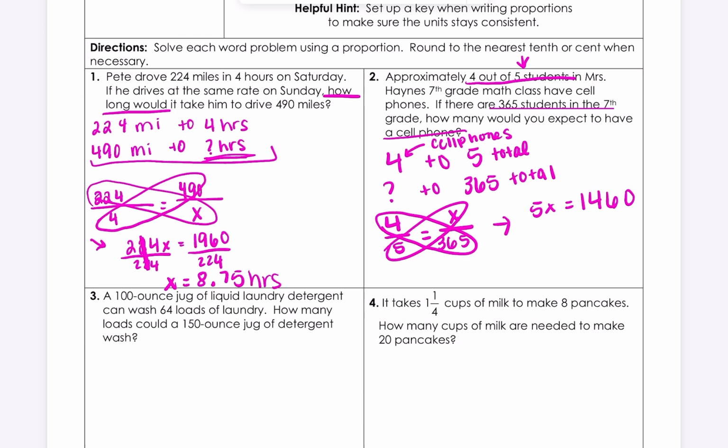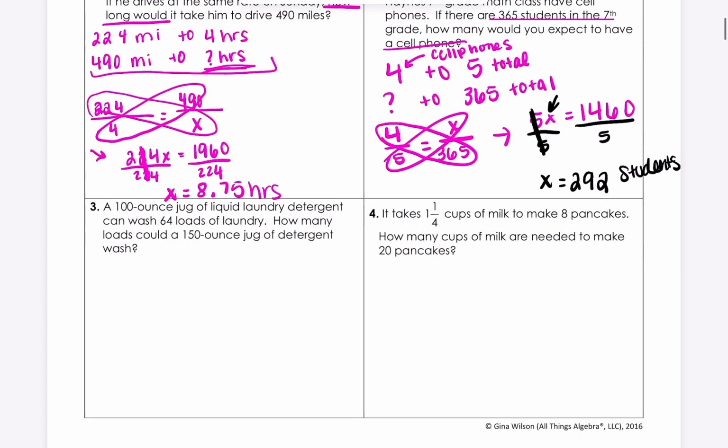Once again, my goal here is to get X completely by itself, and right now it is not by itself. So in order to do that, I would have to divide by the number next to it, which is 5, and that is your coefficient. So when I divide by 5 on both sides, once again, 5 divided by 5 gives you 1, which is just X equals, and 1,460 divided by 5 is 292. Our label here would be students, because we're talking about those students with those cell phones. Okay, and we're going to keep going.